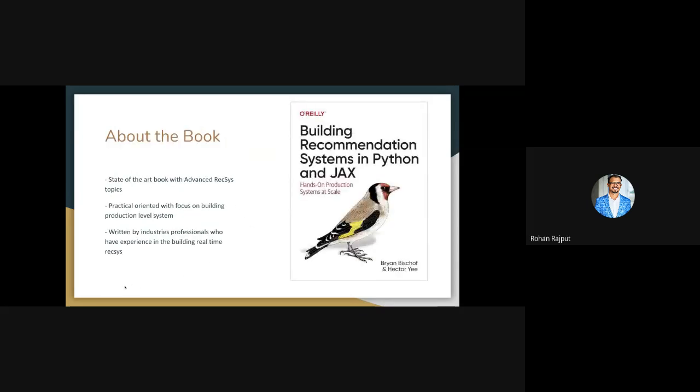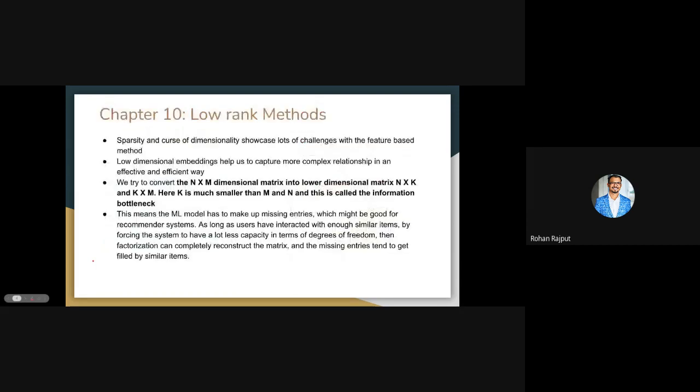So this book is named Building Recommendation System in Python and JAX. The book is written by Bryan and Hector from Google. We chose this book because it is one of the advanced, state-of-the-art books on recommendation systems. It's highly practical and focused primarily on building production-level systems. It's written by industry professionals who have hands-on experience building real-time recommendation systems. So today we'll talk about chapter 10.